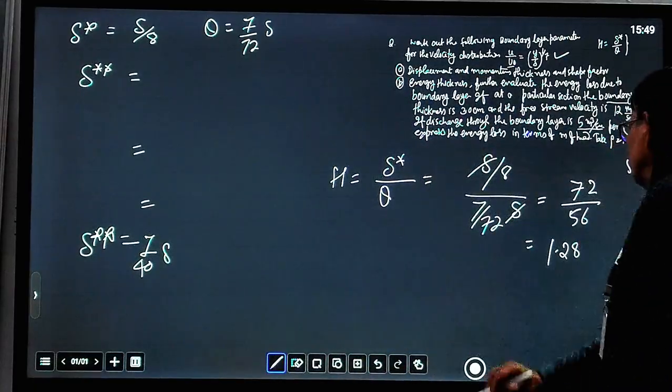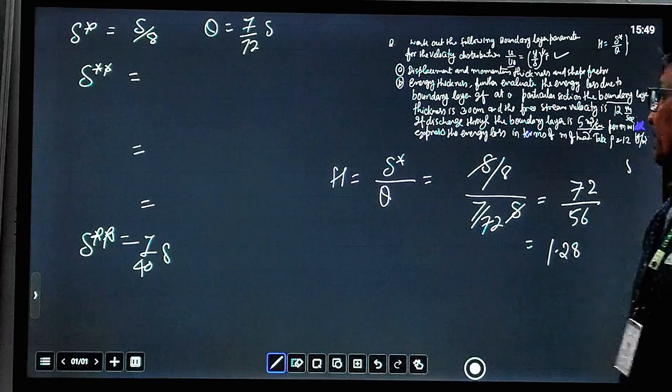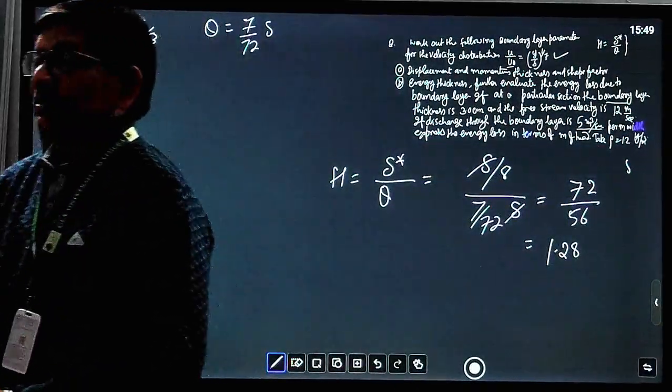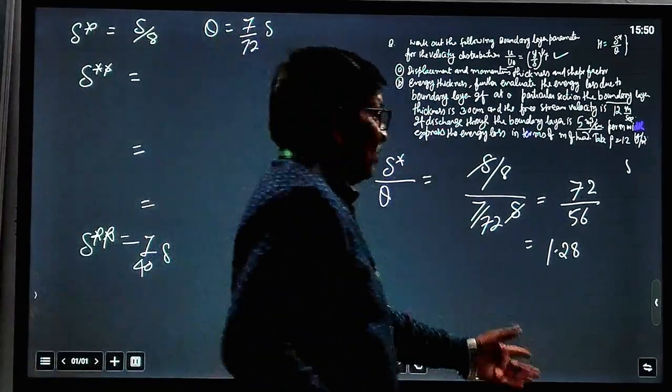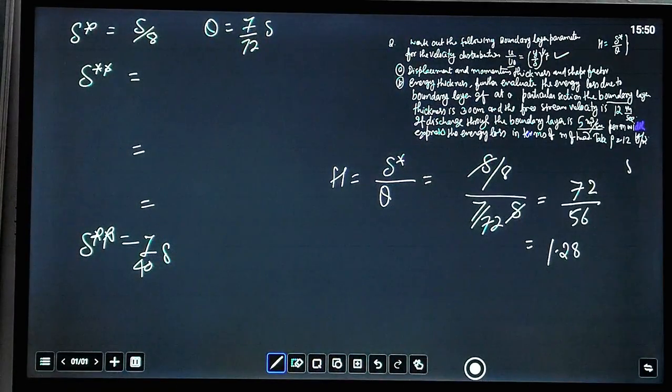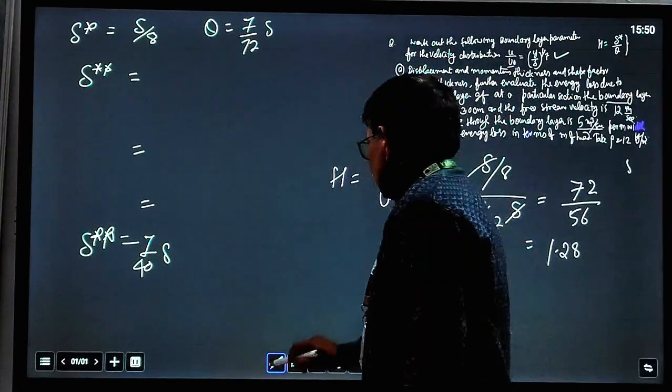This is the dimensionless quantity, the shape factor, because it is a ratio of the displacement thickness to the momentum thickness. That's why it is a dimensionless number, 1.28. Now coming to the second part of the question: energy thickness we have already calculated. Further, evaluate the energy loss due to boundary layer.